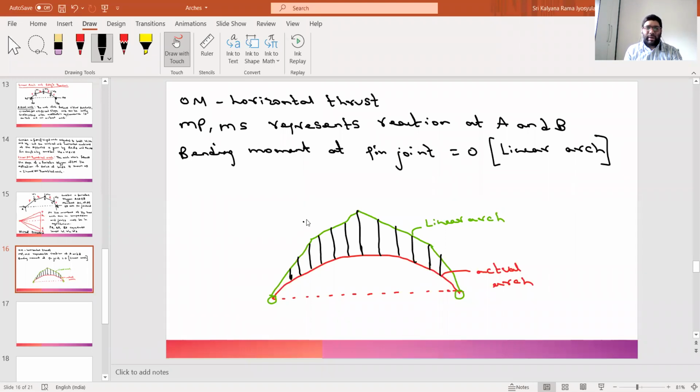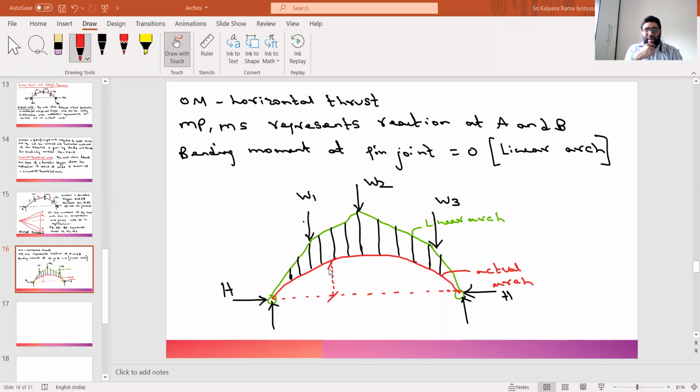Okay. So where are the loads applied? This W1, W2, W3. So three loads are acting here. And what did we assume? We have the horizontal reaction H here, horizontal reaction H here, and we have vertical reaction and vertical reaction. Now, if we consider these sections, this section will be x and x with a distance of y. This is section xx, and that is for the actual arch.